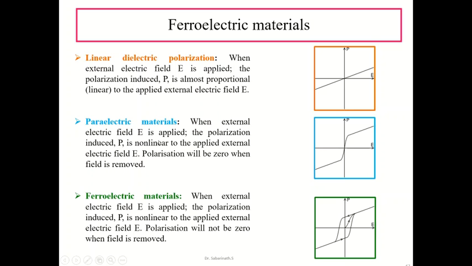In paraelectric materials, when this electric field is applied, the polarization will not be linear, it will be non-linear with respect to the applied external electric field E, and the polarization will be 0 when this electric field is removed. But in the case of ferroelectric material, when the electric field is applied, the polarization will be induced, and the polarization will not become 0 when this applied electric field is removed.